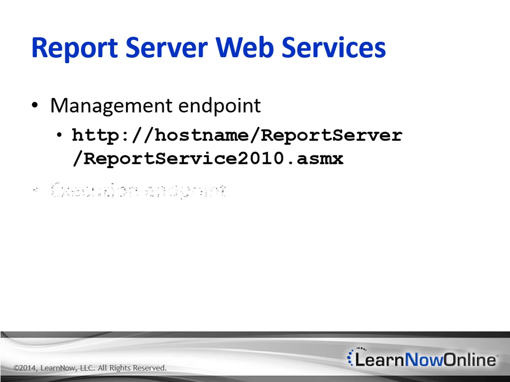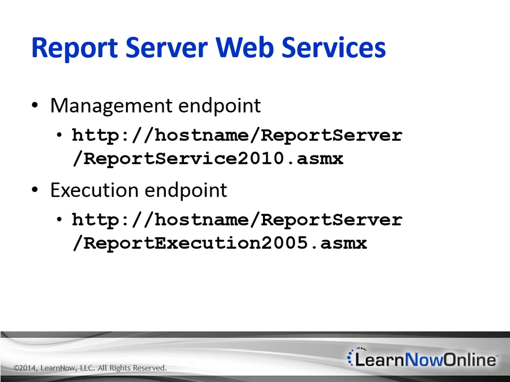And then the second web service is the execution endpoint. And you use this endpoint in order to execute a reporting services report. And the form of that URL is pretty similar to the previous one, except you use ReportExecution2005.asmx. To emphasize, the management endpoint is ReportService2010, and the execution endpoint is ReportExecution2005.